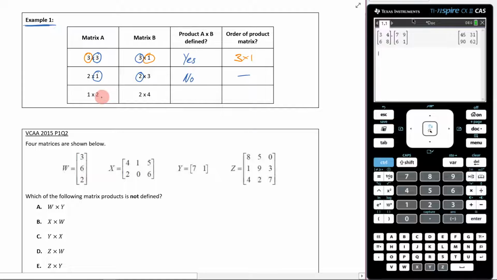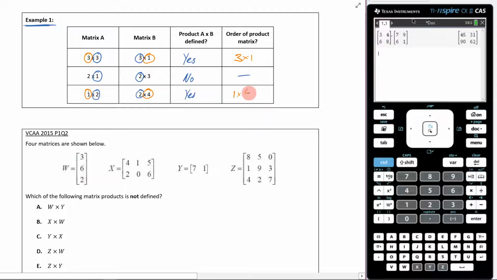We come to the next one. Can you multiply these two matrices together? Well, is this the same as this? Well, 2 is the same as 2, isn't it? 2 is equal to 2, which means matrix multiplication can take place. So yes, you can multiply these matrices together. What's the order of the product of the matrix? So once you multiply them together, what's the order of the new matrix? Well, it's going to be 1 by 4.